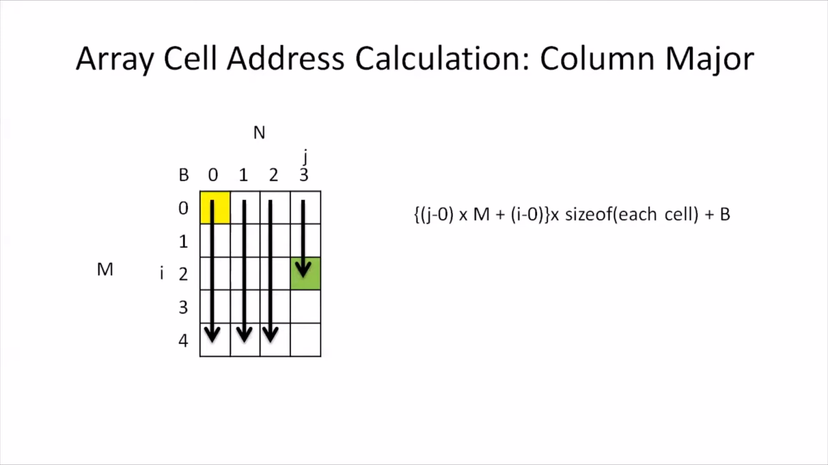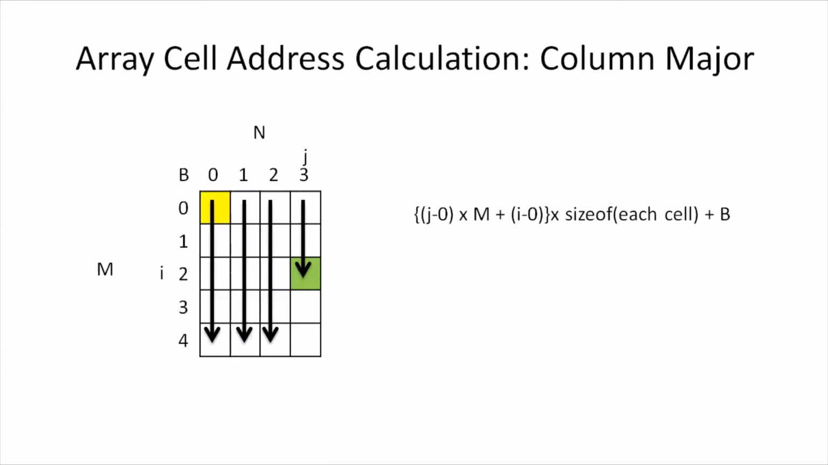So once we get the total number of cells that need to be traversed from the 0,0th cell, we multiply it with the size of each cell, and therefore we get the number of bytes that we need to traverse from the base address of the array. Therefore, the final address of the desired cell can be obtained by adding this number of bytes to the base address, and thereby we get the formula for column major ordering in case the starting indices of the array are 0 and 0.